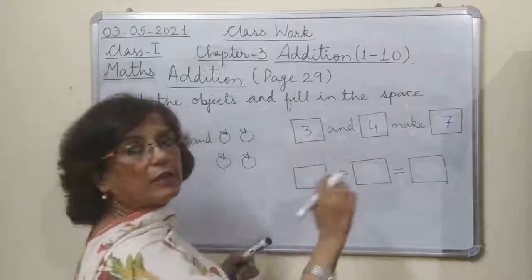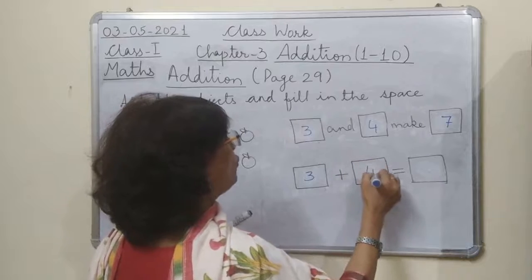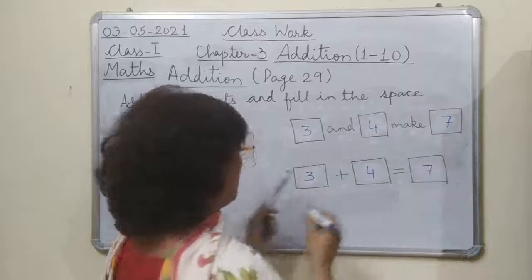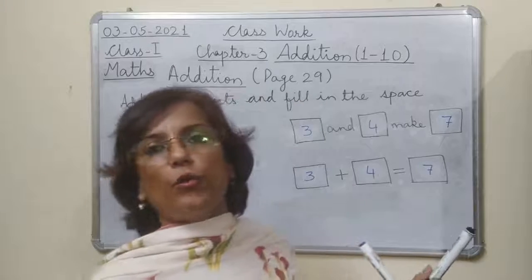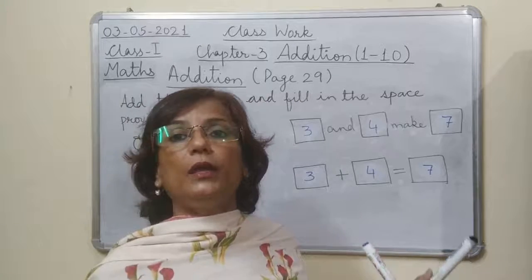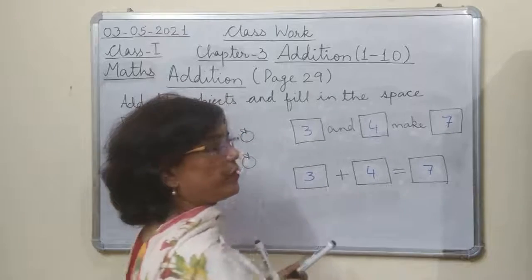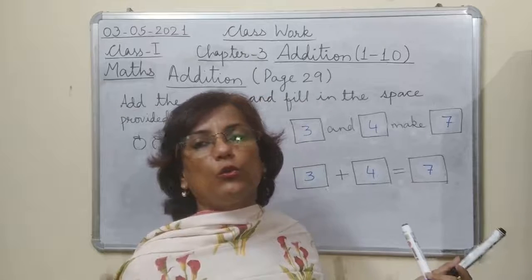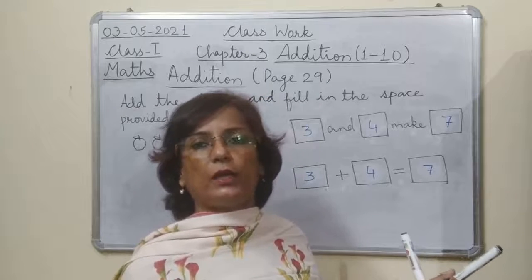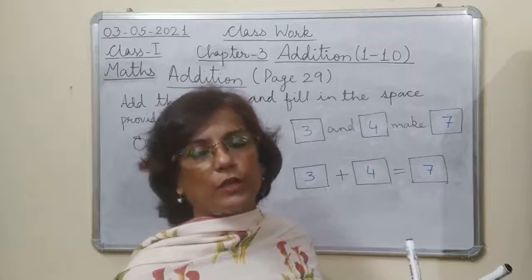And we can write it as addition form. 3 plus 4 is equal to 7. So is equal to का मतलब है कि the value on both sides should be same. ठीक है. 3 plus 4 is equal to 7. इसका मतलब ये है कि जब हम 3 and 4 को ऐड करते हैं तो वो 7 के बराबर होता है. ठीक है. When we add 3 and 4 it is equal to 7.